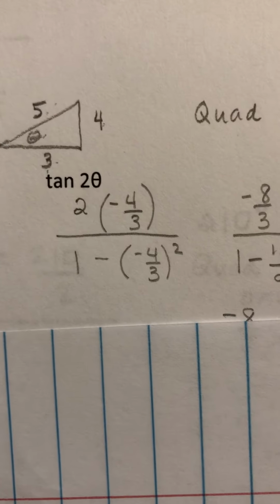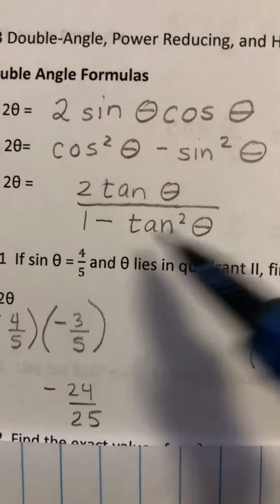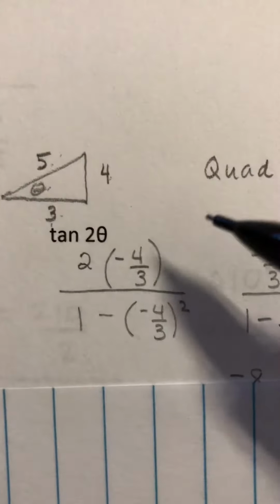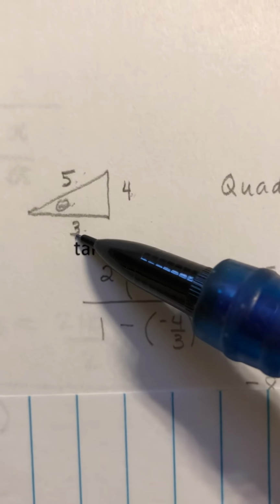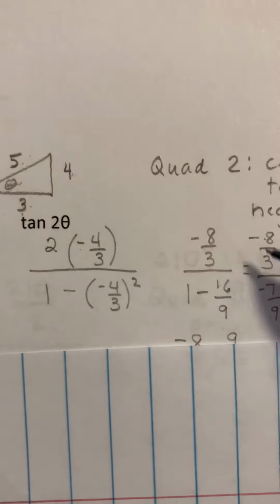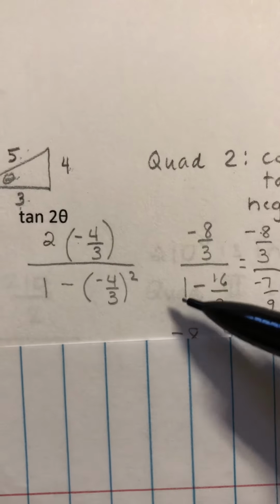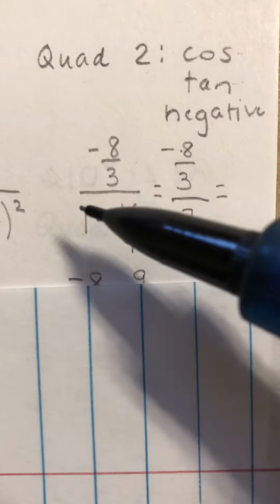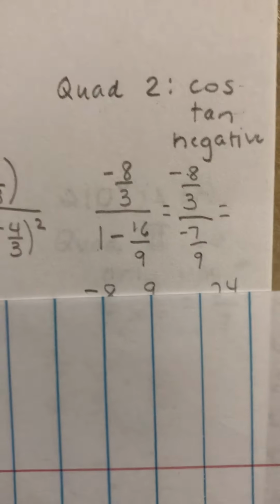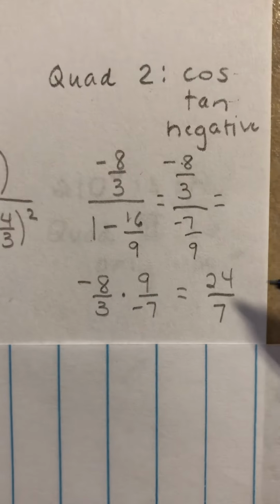Then for the tangent of 2 theta, I use this formula here, 2 times the tangent of theta over 1 minus tangent squared theta. The tangent is the opposite over the adjacent, and once again, it's negative because in quadrant 2, the tangent is negative. So 2 times negative 4/3 is negative 8/3. Square this, that's going to be 16/9. 1, I need a common denominator, so it's 9/9 minus 16/9 is negative 7/9. We divide fractions by multiplying by the reciprocal, and that's how I get 24/7.